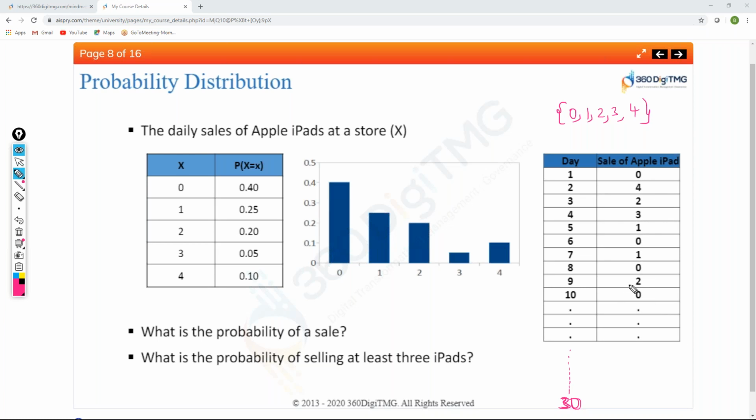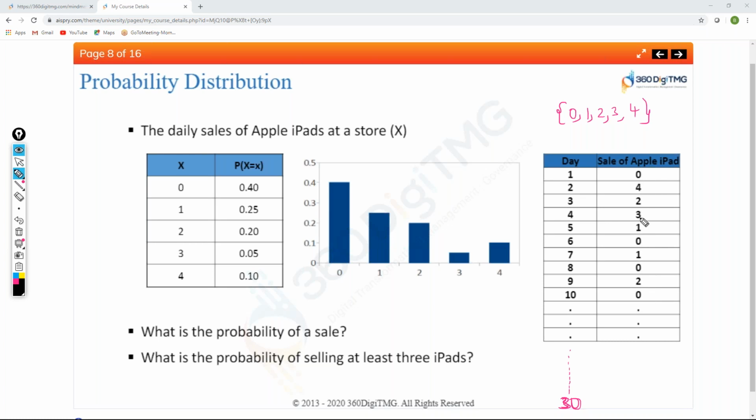This is the data which, say, the customer has provided to you. And the immediate question that I have is, is the sale of Apple iPads a random variable or not? Yes, it is, right? Because what are the features or qualities of a random variable? Output varies. It's not the same. Output is changing, so it is variable.